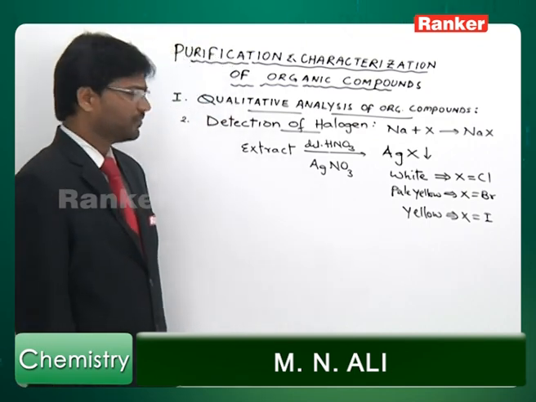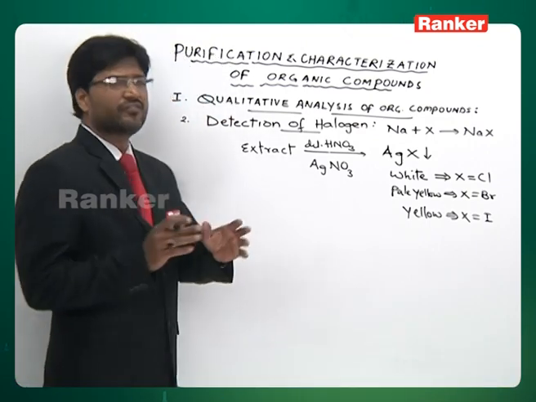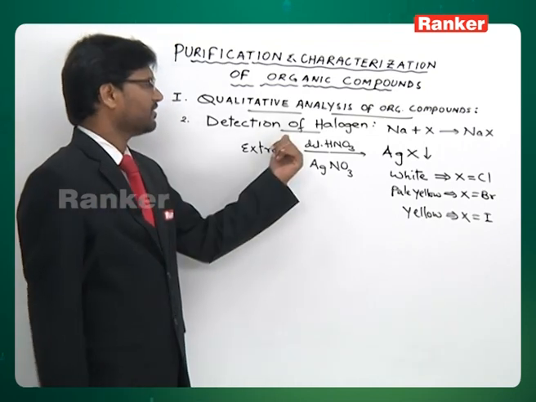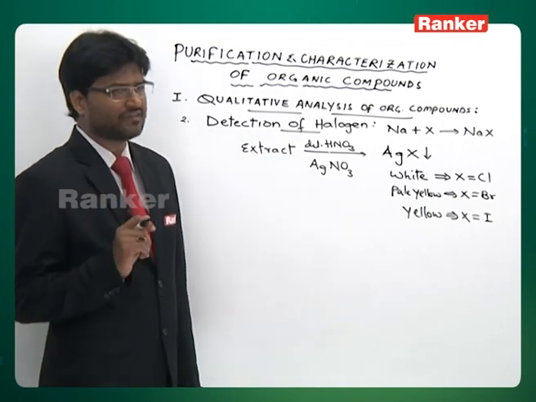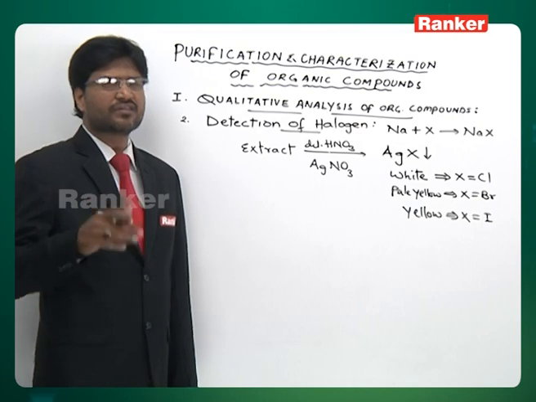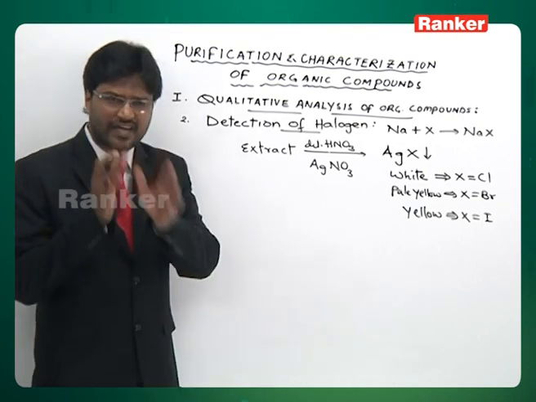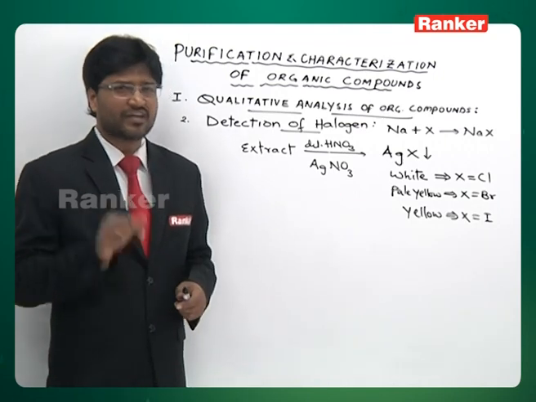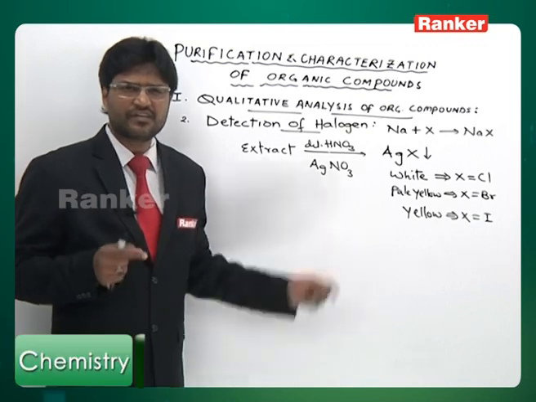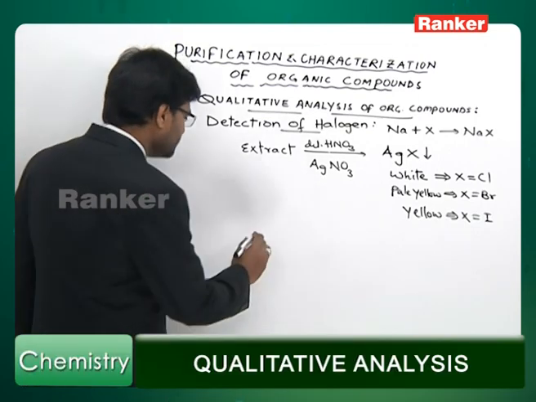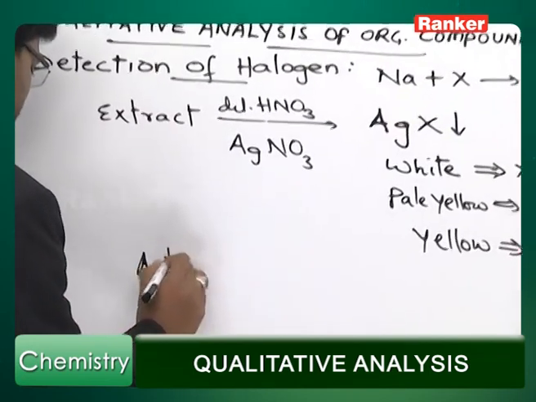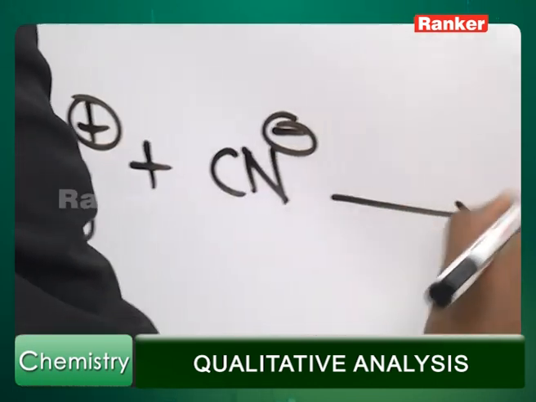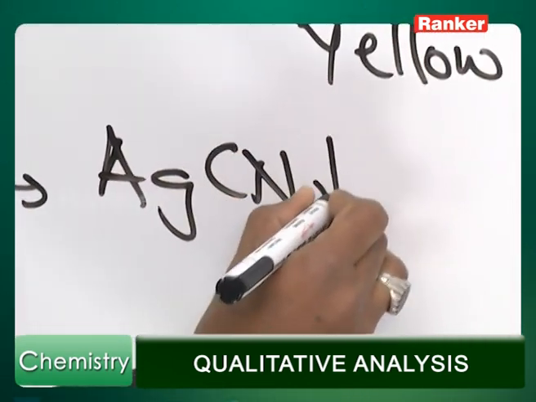Another important point to keep in mind is, if presence of nitrogen has already been established and now you are detecting halogen, then it becomes compulsory for you to boil the extract with concentrated HNO3, so that cyanide, which is a pseudo halide, is oxidized and removed as carbon dioxide. Otherwise, it will interfere with this reaction. Even cyanide is possible: Ag+, which comes from AgNO3, will combine with cyanide to give a white precipitate of AgCN.